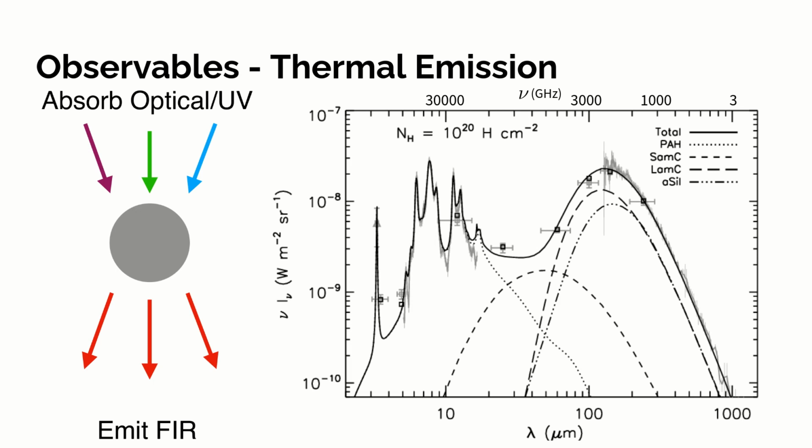Additionally, we also have the thermal dust emission, which is the other main observable. After the dust grains have heated up from absorbing optical and UV light, they re-emit that energy away in the far infrared, as shown in the plot here.